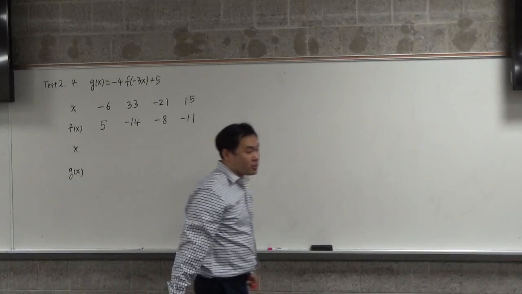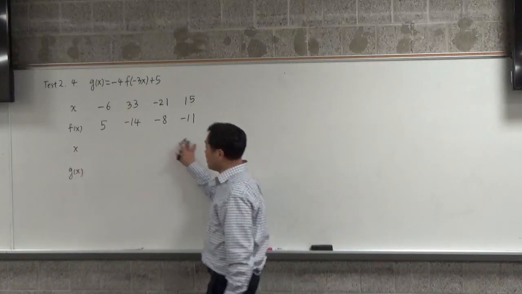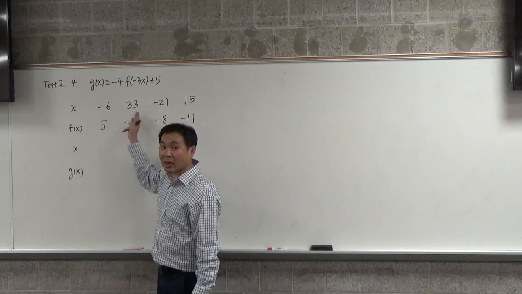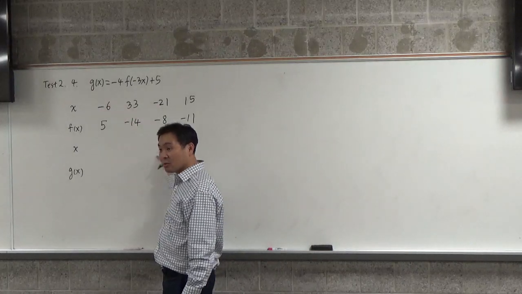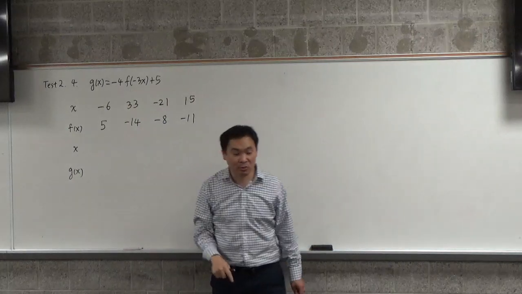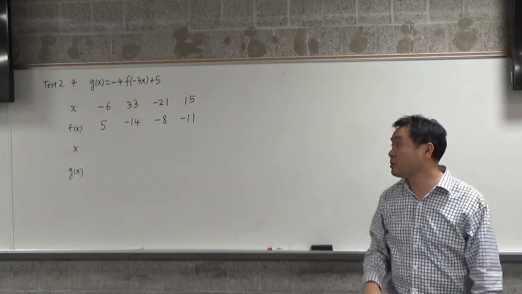Okay, this question is about filling in the table for g. Given this table on f, what can you gather about g? If g of x is negative 4 times f of negative 3x plus 5, let's think about this.